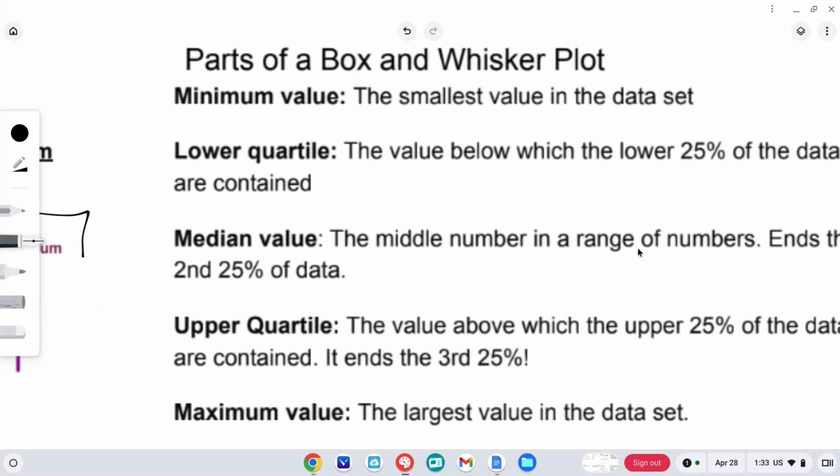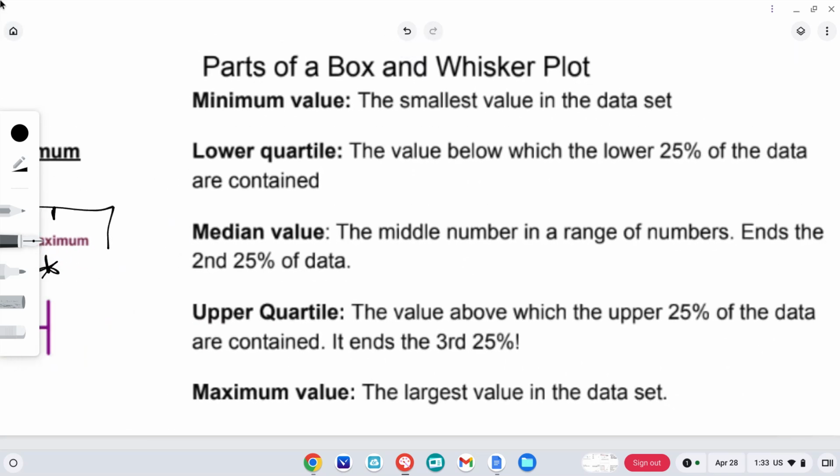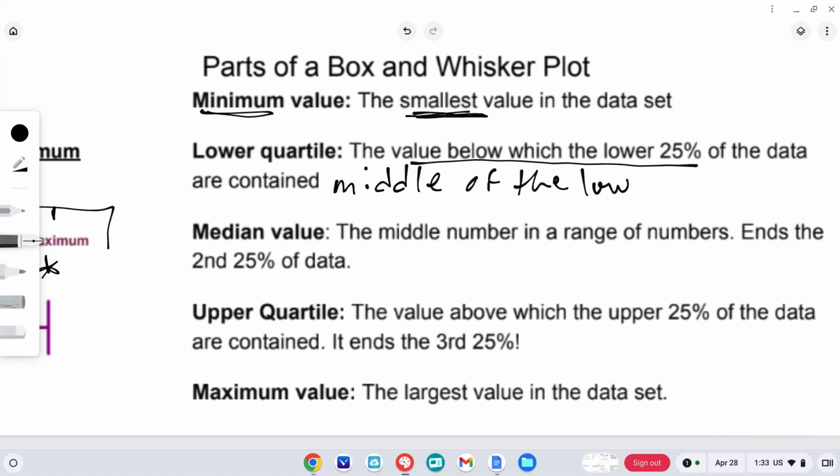Remember, maximum just means the largest number in the data set. Let's remind ourselves again, what are those vocabulary words we just talked about? Underline with me, please, on your paper. First, we have the minimum value, meaning the smallest number, so that's going to be an easy thing to place first. Then we have the lower quartile. That is the value below for the lower 25%. We could call that the middle of the lower half. Take a second and write that down. The lower quartile is the middle of the lower half, the number in the middle. It's kind of like saying the median of the lower half, the number in the middle. Pause if you need to.